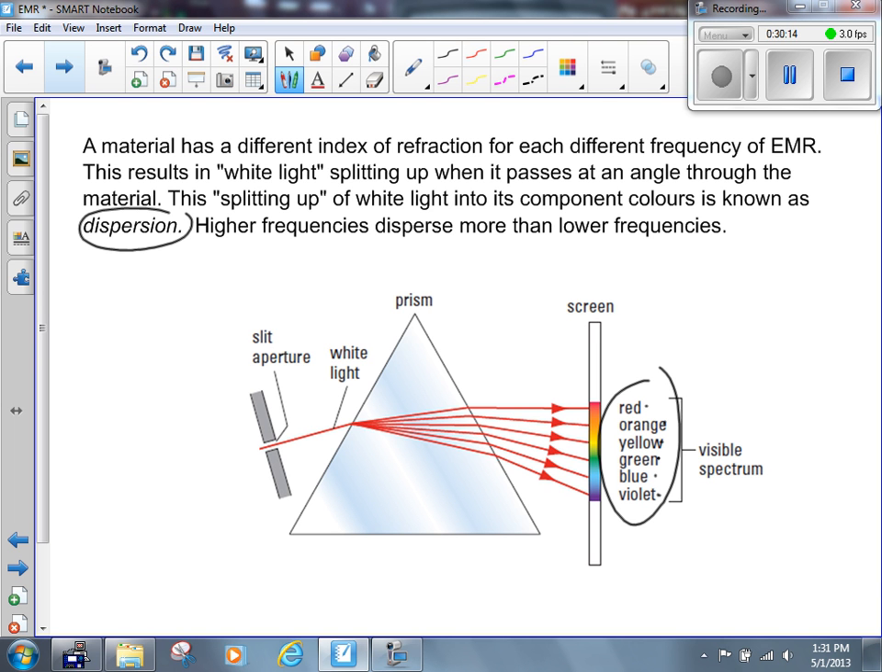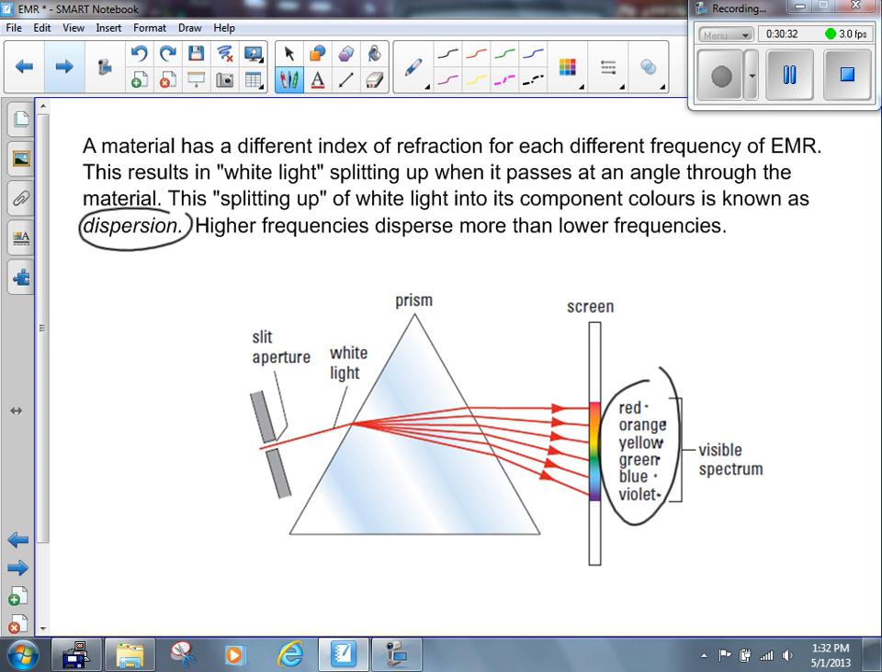What do you have after it rains? Moisture, water droplets. What do the water droplets do? They essentially act as a prism. It splits up the white light into its component colors. Dispersion takes place, and we see a rainbow.